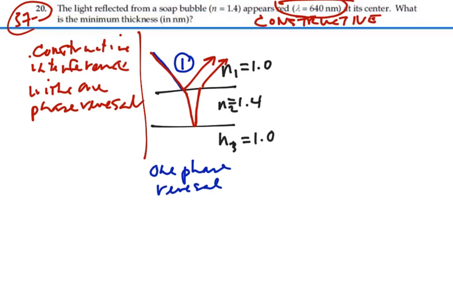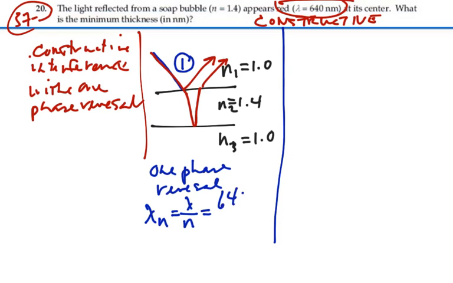which means in order to get constructive interference, we want the path difference within the medium to be equal to half a wavelength. And the wavelength within the medium is going to equal the wavelength outside in the air divided by the index of refraction. So that's going to be 640 nanometers divided by 1.4, and that is equal to 457 nanometers. So that is the wavelength that we're dealing with inside the bubble.